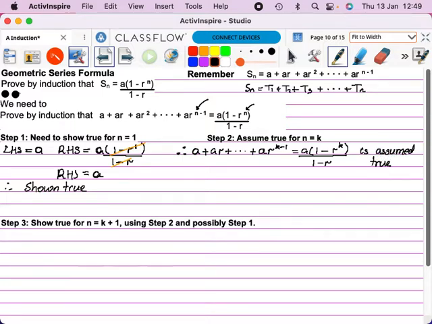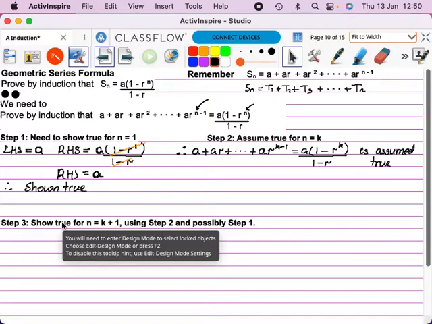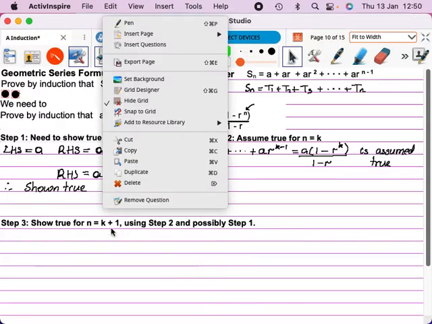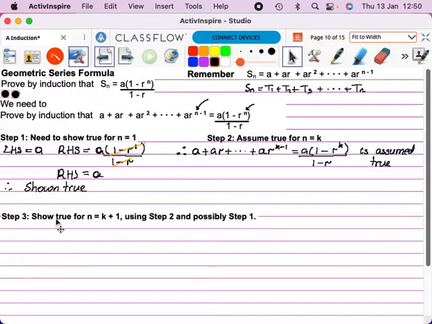Okay, so we've got maybe 7 marks out of the 15 at this stage. In a bad year, i.e. lots of students getting it wrong, they might even give you 10. Step 3. Well, step 3 is very clear. Step 3 says you've now got to show this is true. You've now got to show this is true for n equals k plus 1.